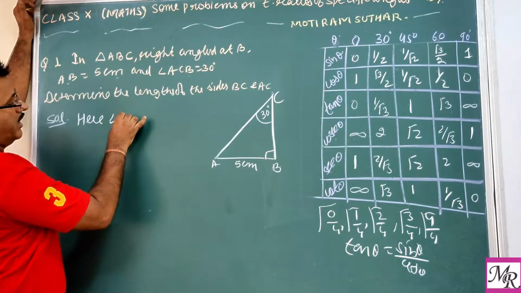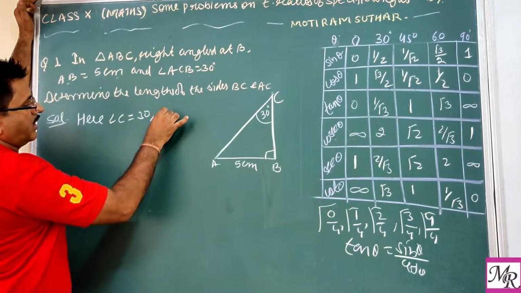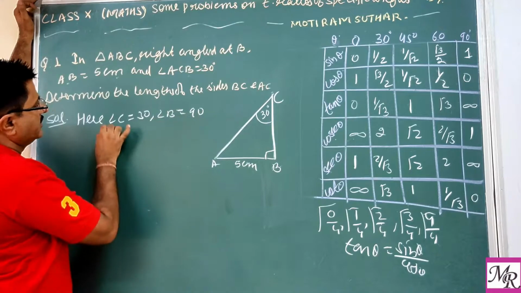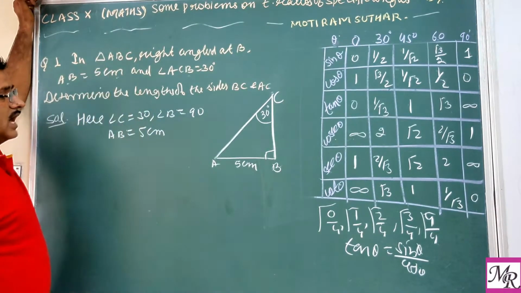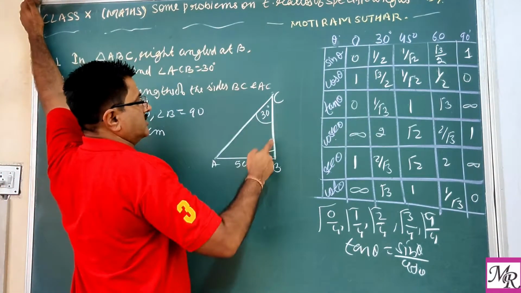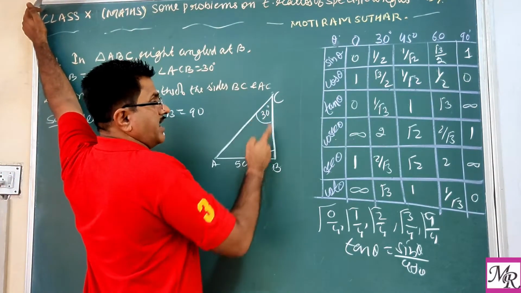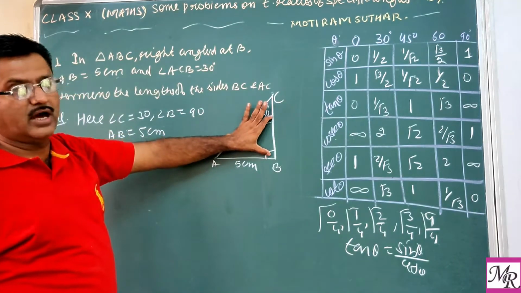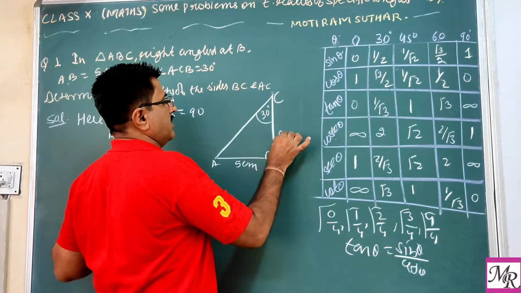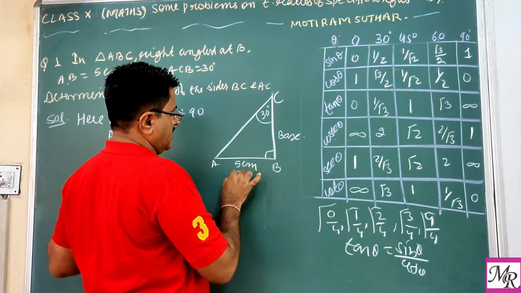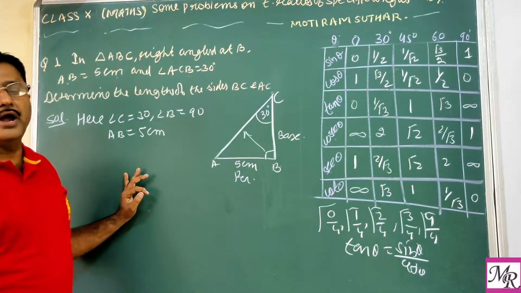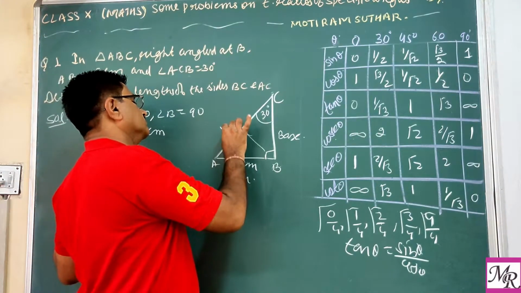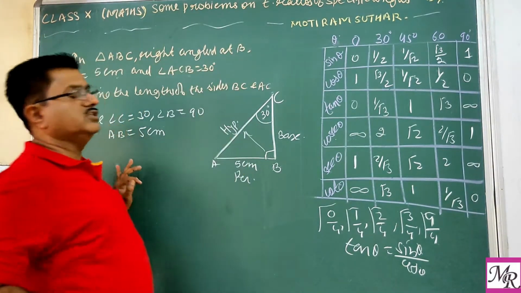So here in the solution you can write: angle C equal to 30, angle B equal to 90 and AB equal to 5 centimeter. Now our considering angle is this, and B is 90. So the side containing the angle is known as the base, this is the perpendicular, and the side opposite to the 90 degree is the hypotenuse. So these three sides we know.